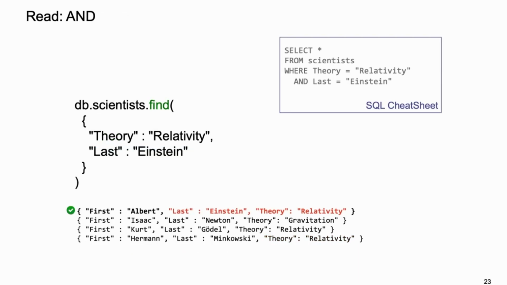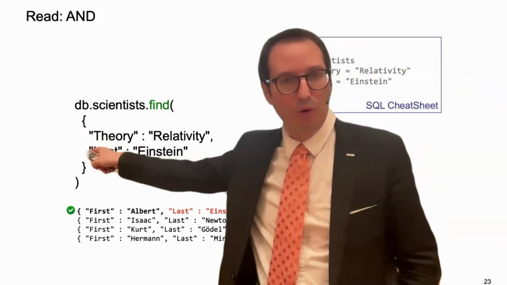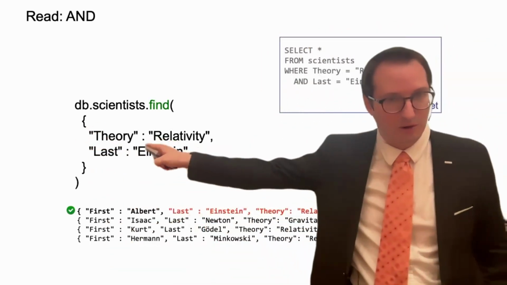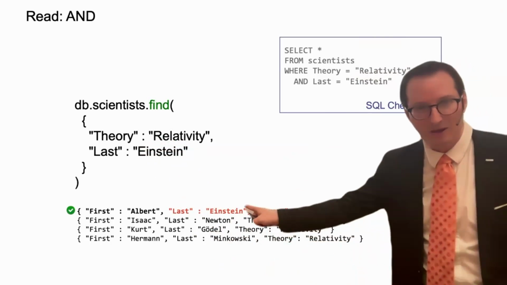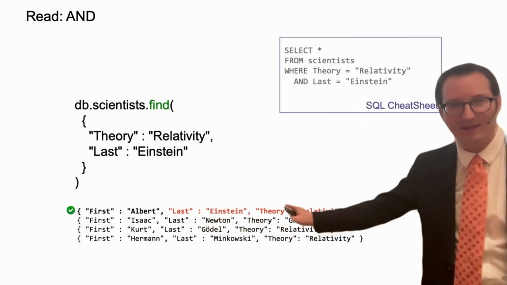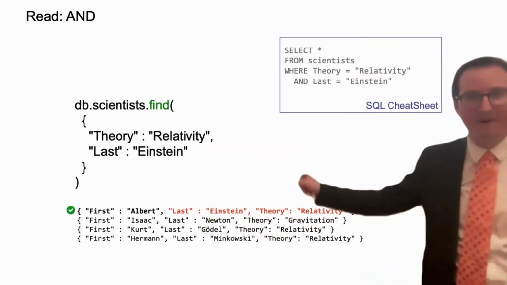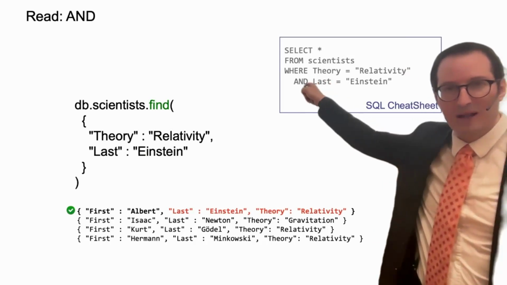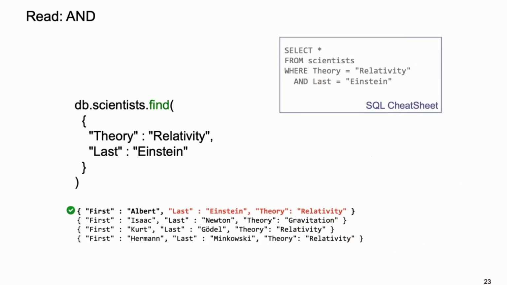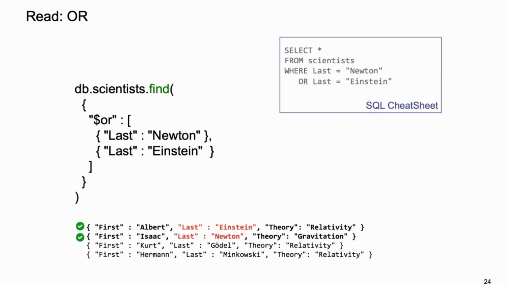What about and, or, in the query? So if you want to have some conjunction of predicates, just put all of them in the same object. Like this is a conjunction of the two. It must have both last equal to Einstein and theory relativity. In SQL or a full-fledged query language, you would have some and logical connector. Or is a bit more involved.